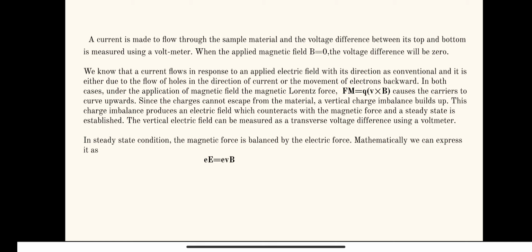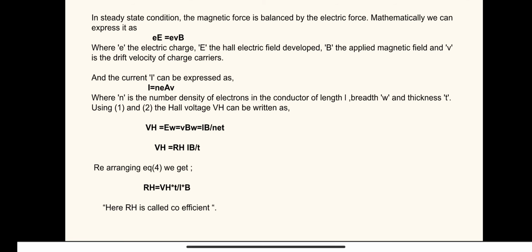In the steady state condition, the magnetic force is balanced by the electric force. Mathematically, we can express it as qE_H = qvB, where q is the electric charge, E_H is the Hall effect electric field developed, B is the applied magnetic field, and v is the drift velocity of the charge carriers. And the current I can be expressed as I = nqAv, where n is the number density of electrons in a conductor of length L, breadth W, and thickness T.